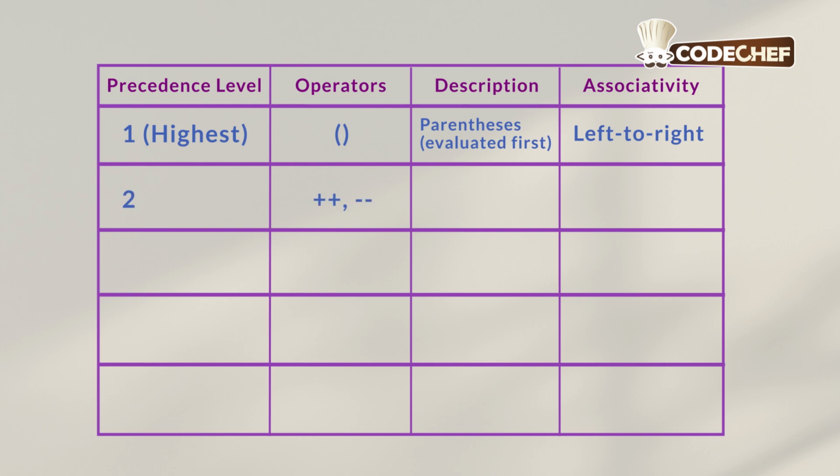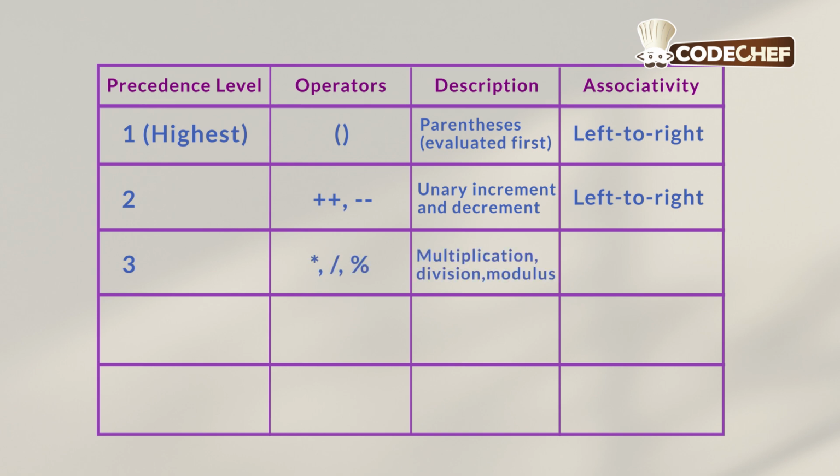Second one is plus plus, minus minus. We call it unary increment or decrement. Its associativity is also left to right. Then third is multiplication, division and modulus. Their associativity is also left to right. Next is addition and subtraction. Their associativity is also left to right.